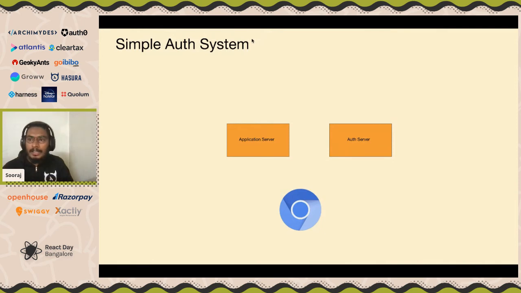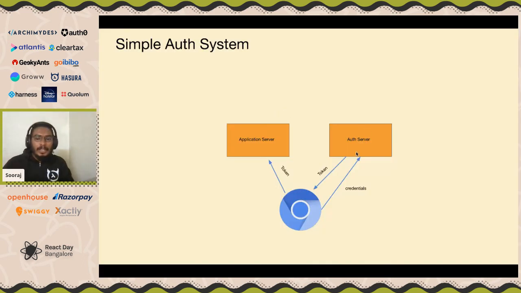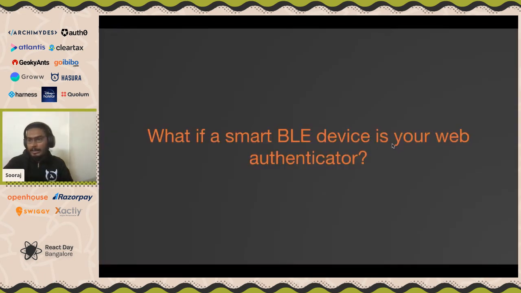If I plot it in a graph on a screen, it's going to look something like this. The client makes a request with the credentials, and the auth server validates the credentials and generates a token if they are valid. Then the client sends the token to the application server for the actual data. So my thought is, we have this auth server, right? The idea is, what if the auth server is replaced with a smart BLE device?